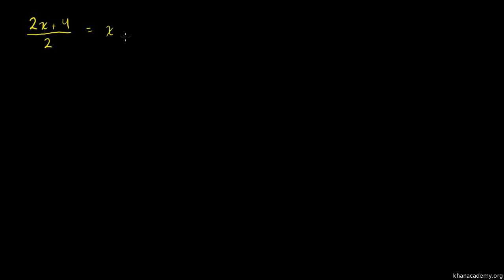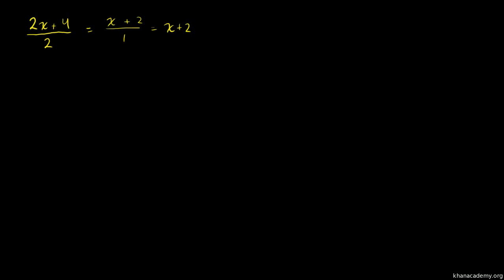Let me write it this way. If you divide this by 2, it becomes an x. You divide the 4 by 2, it becomes a 2. And if you divide the 2 by 2, you get a 1. So this is equal to x plus 2, which is pretty straightforward, I think. The other way is you could have factored a 2 out of here, and then those would have canceled out.